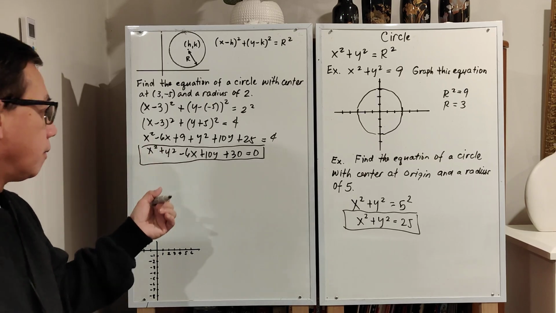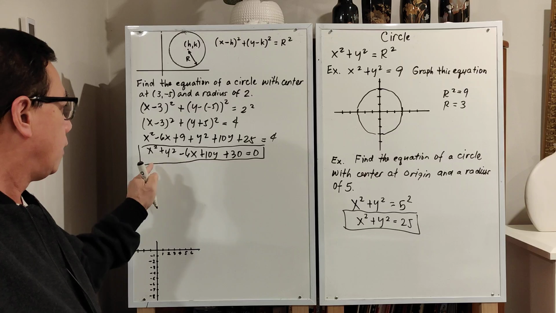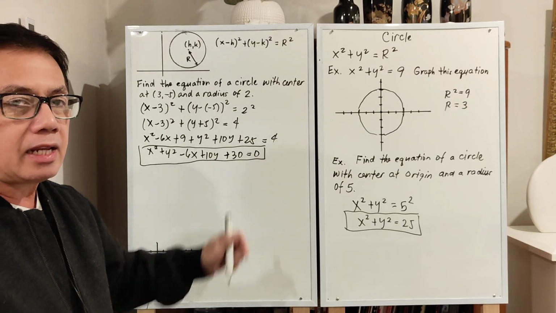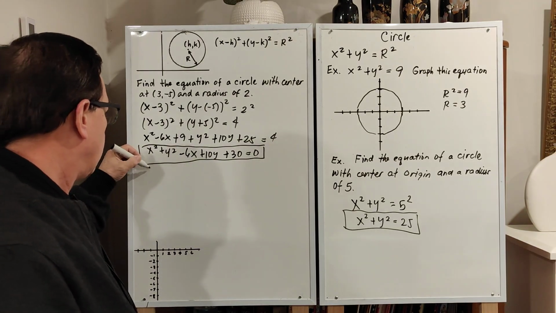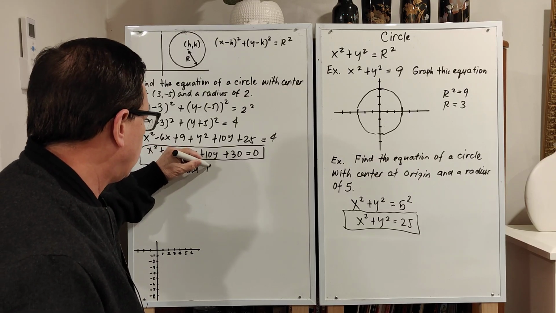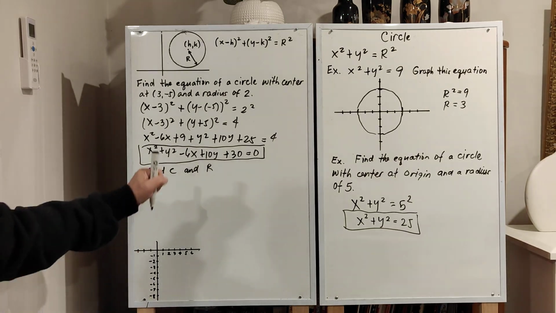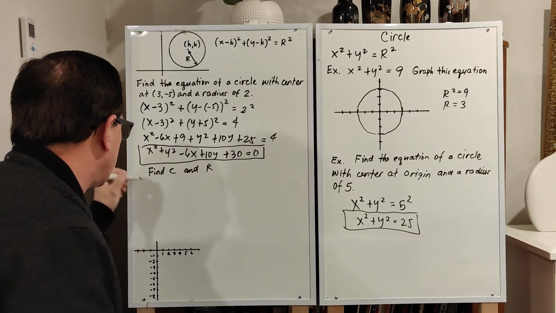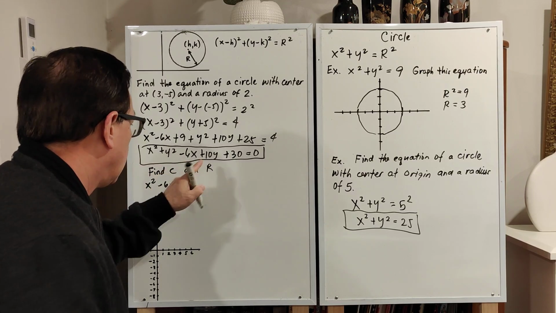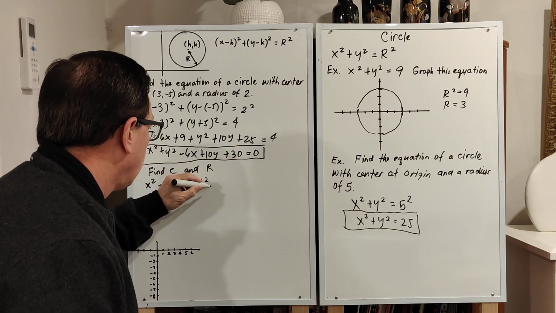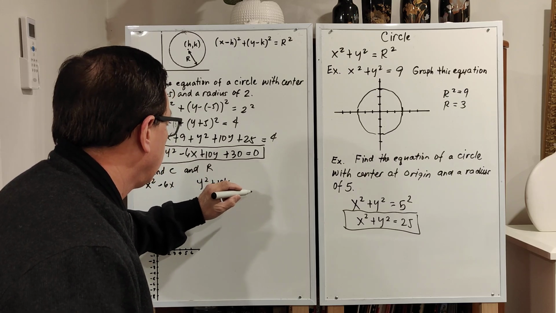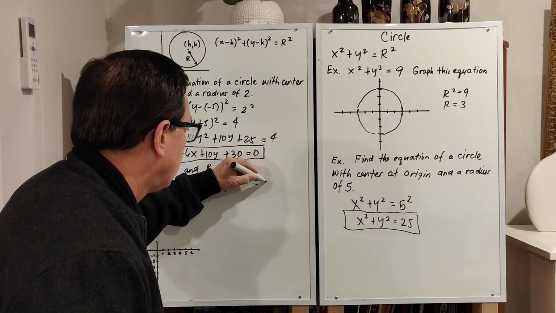Now let's reverse the question. We have this equation, x squared plus y squared minus 6x plus 10y plus 30 is equal to 0. Find the center and the radius. So we'll rearrange again. So x squared, we'll put the -6x, and then the y squared plus 10y, we leave it blank, is equal to -30.